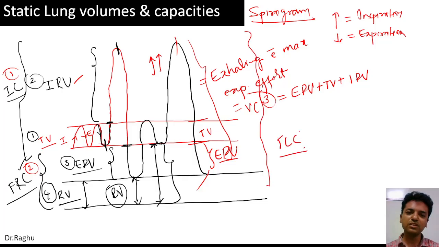So we have seen four lung volumes and four lung capacities. The inspiratory reserve volume, tidal volume, expiratory reserve volume, and the residual volume. Four capacities are inspiratory capacity, functional residual capacity, the vital capacity, and the total lung capacity. Now we can identify all these lung volumes and capacities in a given spirogram, and we can also define the lung volumes and the capacities.